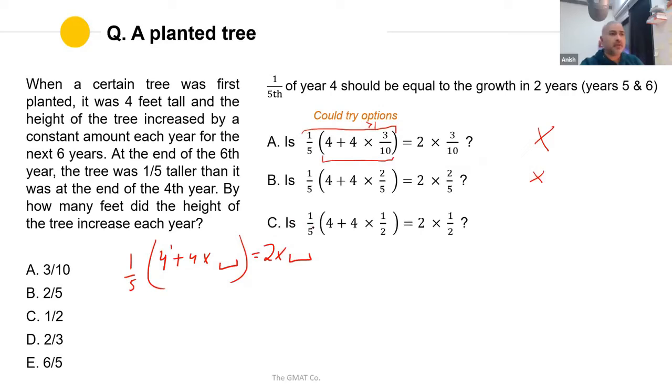Third one, 1/5 times 4 plus 2. This is 4 plus 2, 6/5. Left hand side is 6/5. Right hand side is 1. Not equal. Next one is 1/5 times 4 plus 8/3 equal to 4/3.